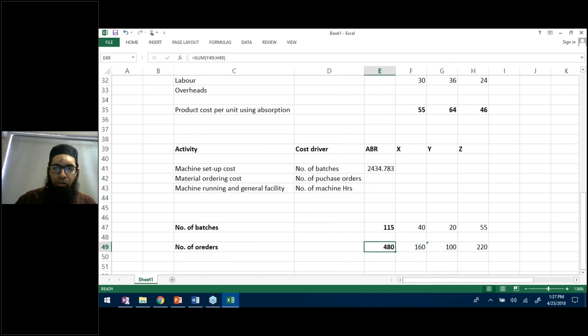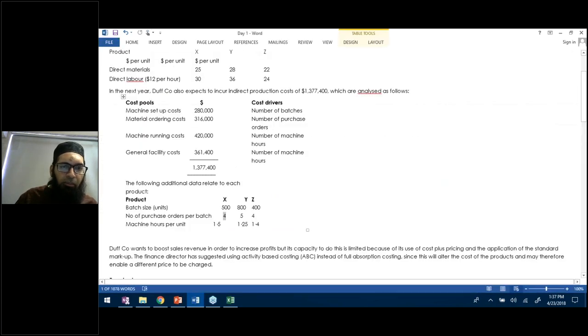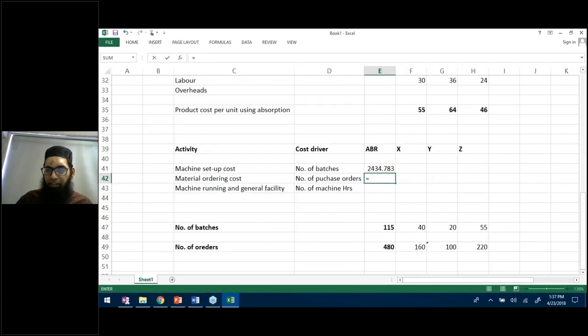So if I now calculate the material ordering cost, this will be the material ordering cost of 316 divided by 480 number of orders. So it is 658.33.